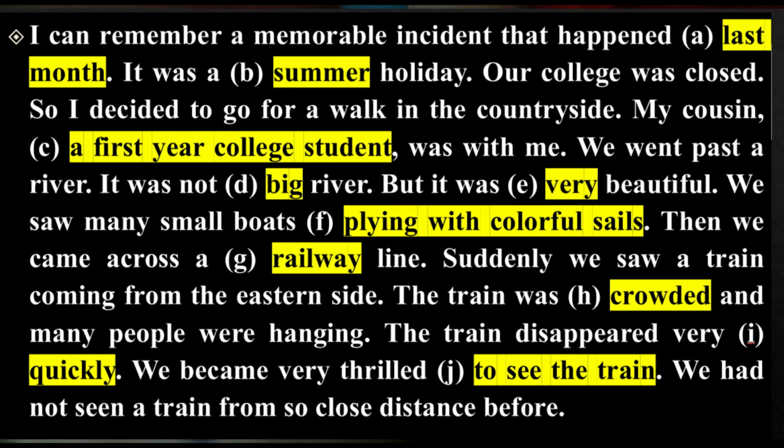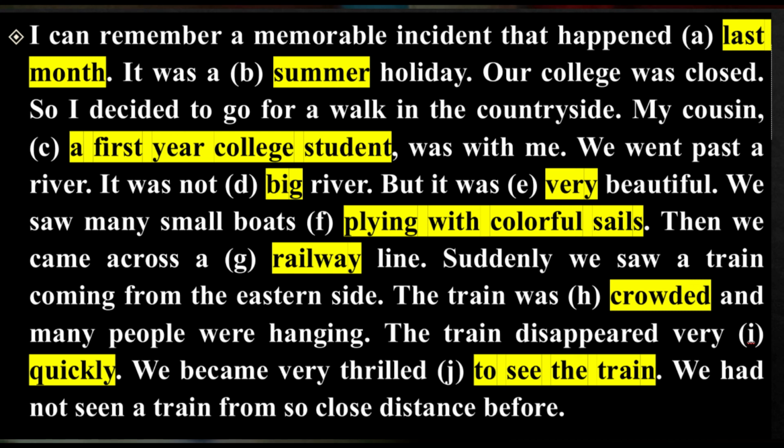Now see the next line. Then we came across a dash line. In the gap we are asked to put a noun adjective, I mean another noun will be put here to complete the sentence. Railway can be used here as the appropriate word. So this line can be completed like this: then we came across a railway line. Now see the next line. Suddenly we saw a train coming from the eastern side.